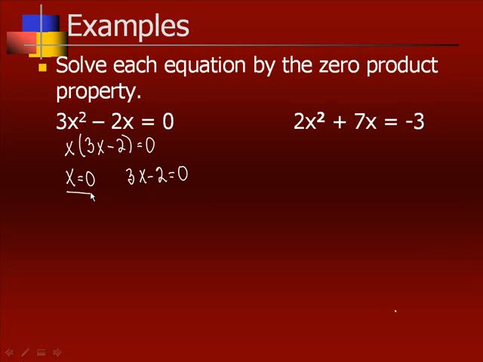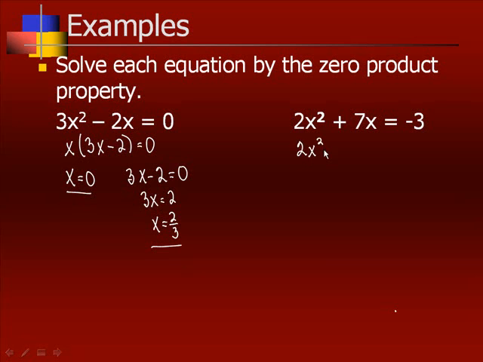Well, if x is 0, there's our first solution. Second solution, add 2 to both sides, divide by 3, and we get 2/3. The next one, 2x squared plus 7x equals negative 3. Our absolute first step is we've got to get this equation set equal to 0.